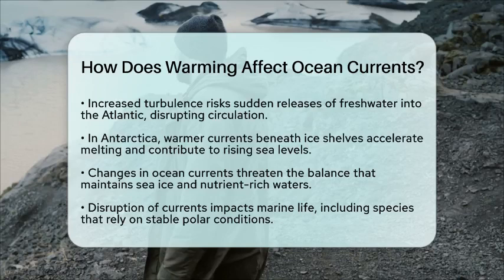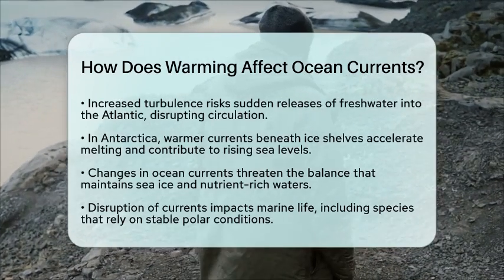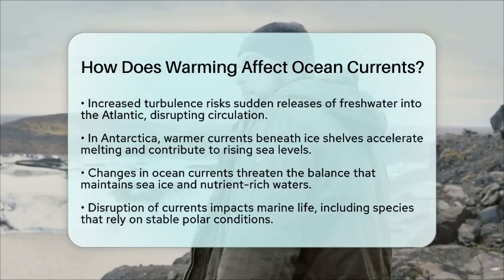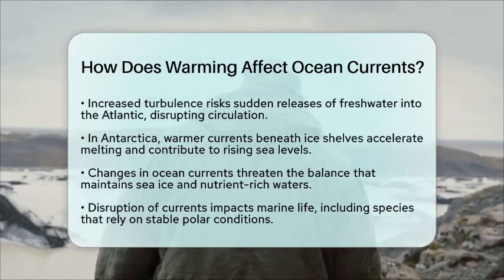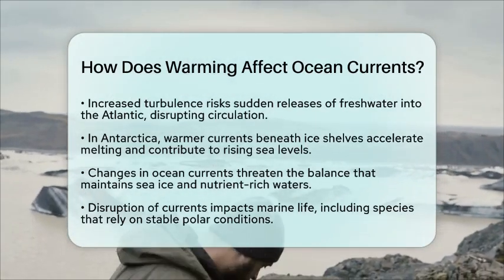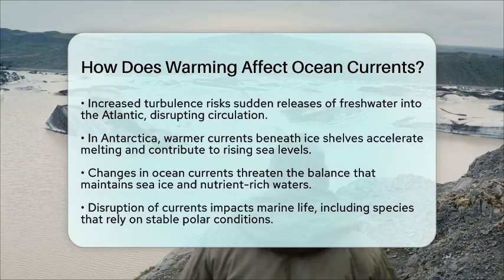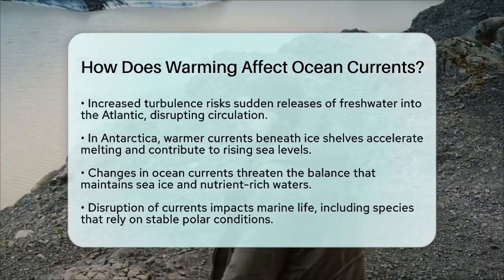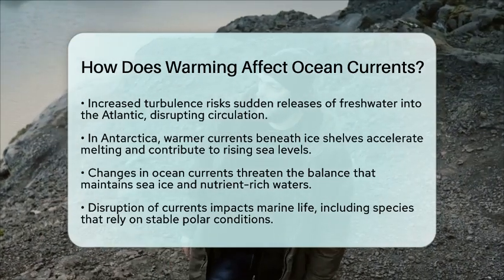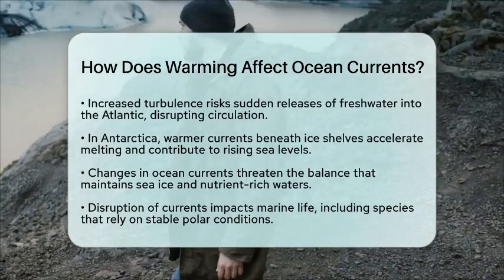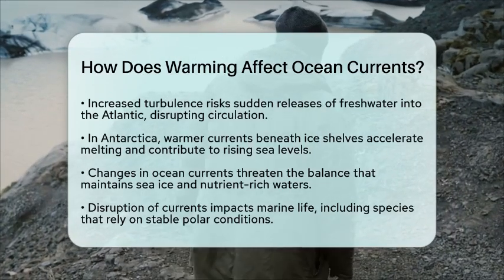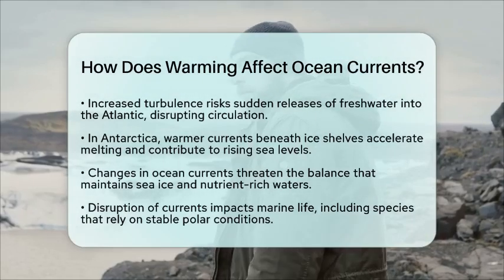In summary, warming in the polar regions affects ocean currents by melting sea ice and adding freshwater, which reduces water density and disrupts the sinking that drives global thermohaline circulation. This leads to weakening and changes in major currents, with wide-reaching consequences for climate regulation and polar ecosystems.